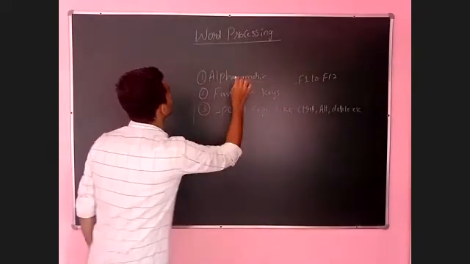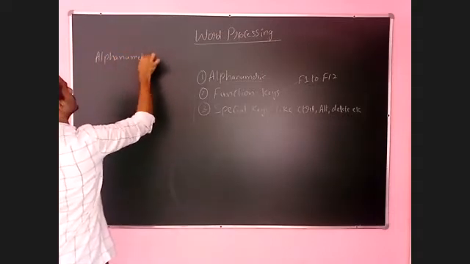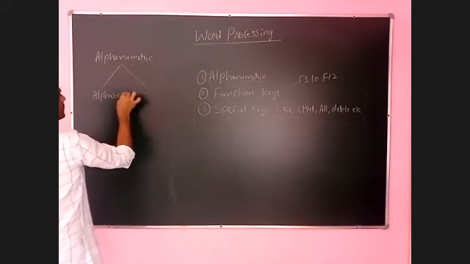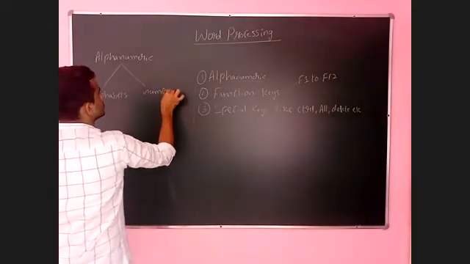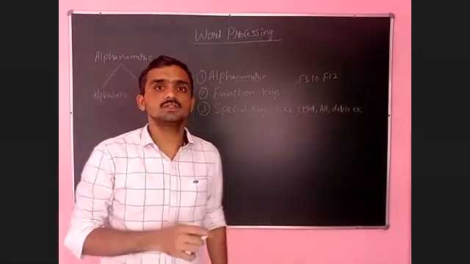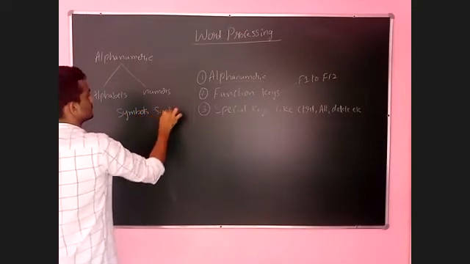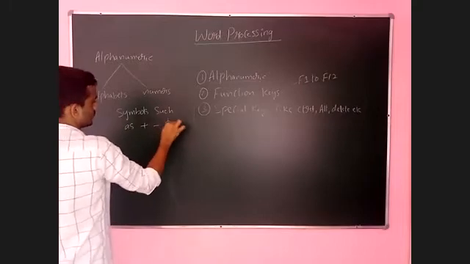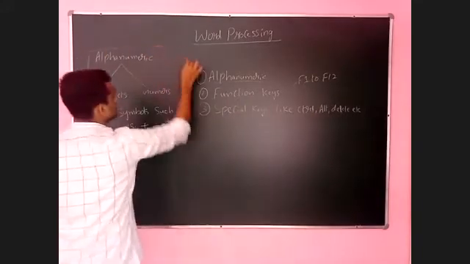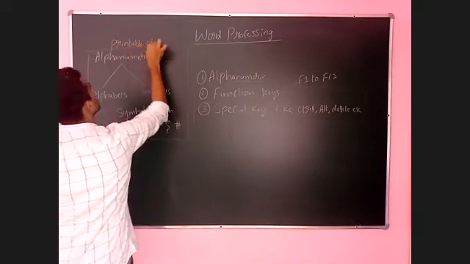Now coming to the alphanumeric keys. Alphanumeric is nothing but a combination of alphabets and numbers, and in addition to that, we can consider symbols also, such as plus, minus, dollar, hash. If we consider this category, we can call these printable characters.